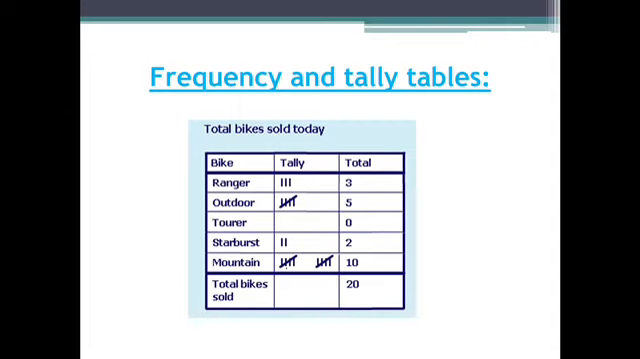So if you look at mountain, we have 5, and then we start a new one. So then we go 1, 2, 3, 4, and then the 5th one goes through the 4 lines, and we keep it set like that so that it's easier to read, because then we count 5, 10, 15, 20, and so forth. Okay, then we have our total, which is adding each number together, and that will provide the total amount.